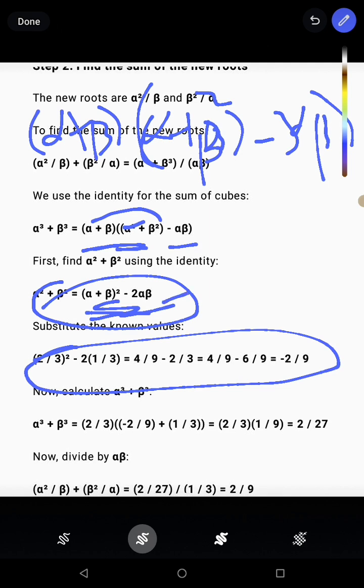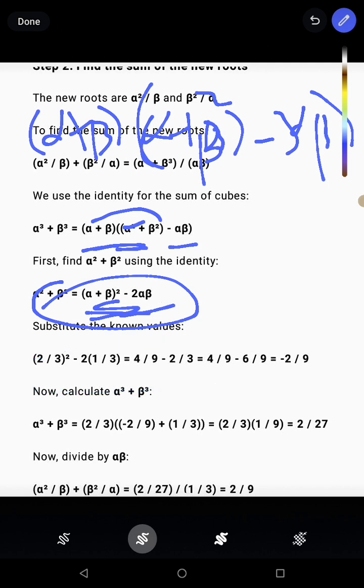I simplified the answer, since we already know what alpha plus beta is and we already know what alpha beta is. Don't forget what we got for that. Our alpha plus beta we already got as 2 over 3, and our alpha beta we got as 1 over 3. So we substituted that into this place, and substituting it into that place, what do we get?